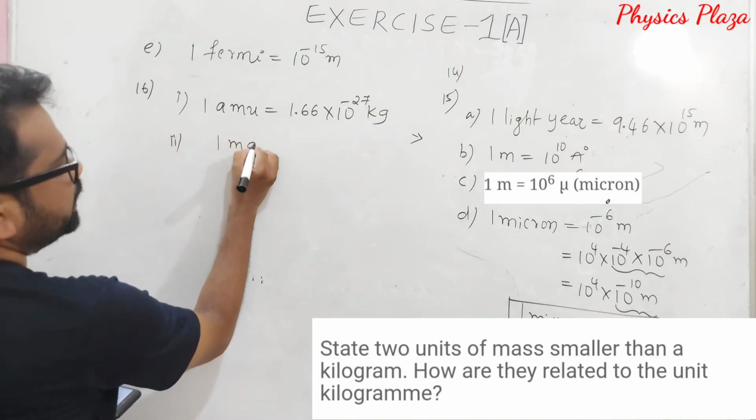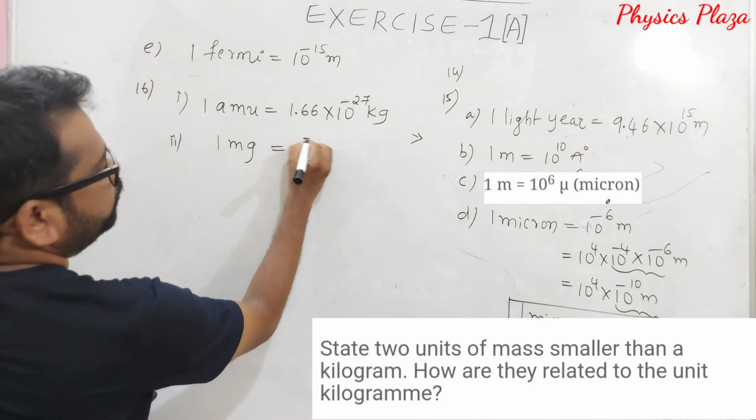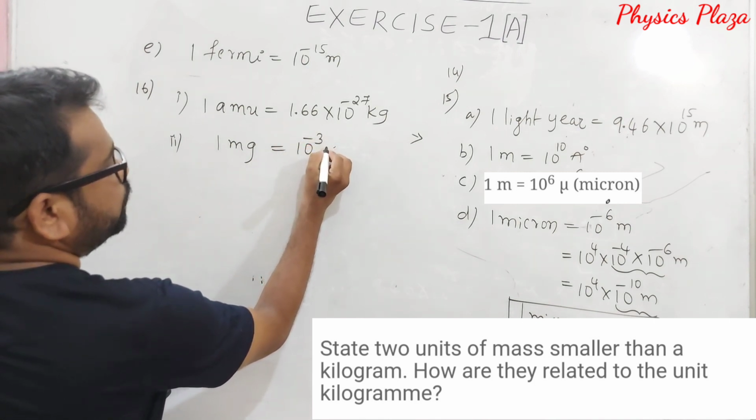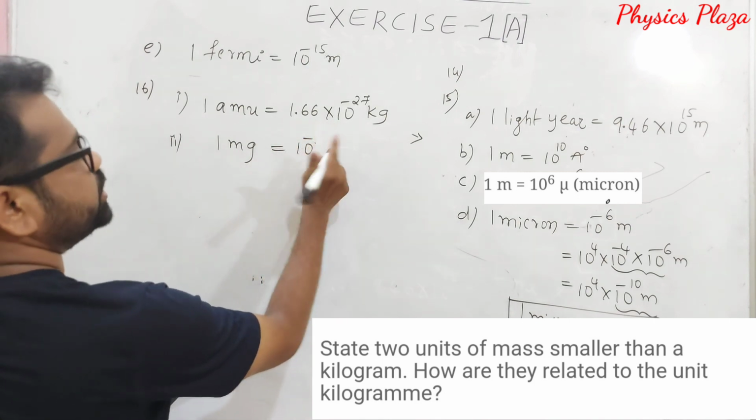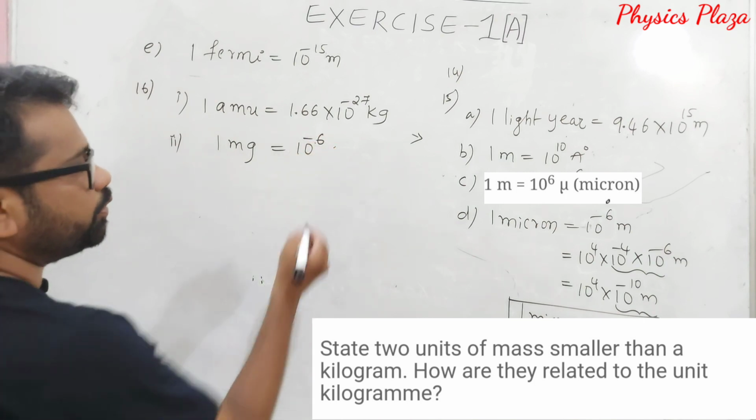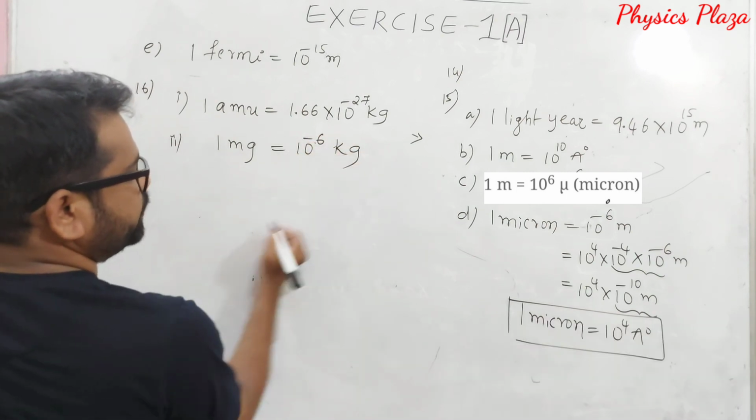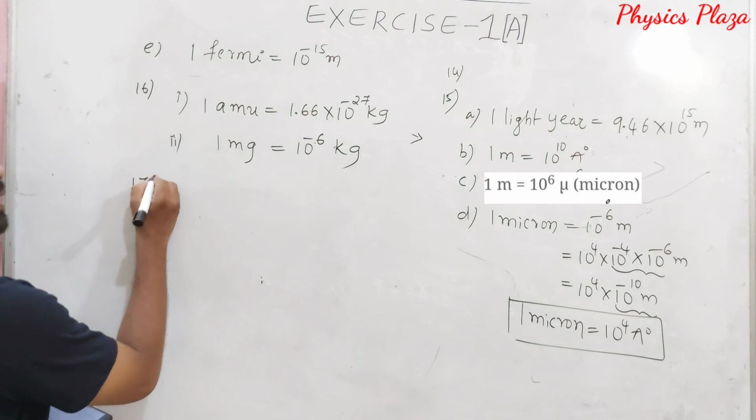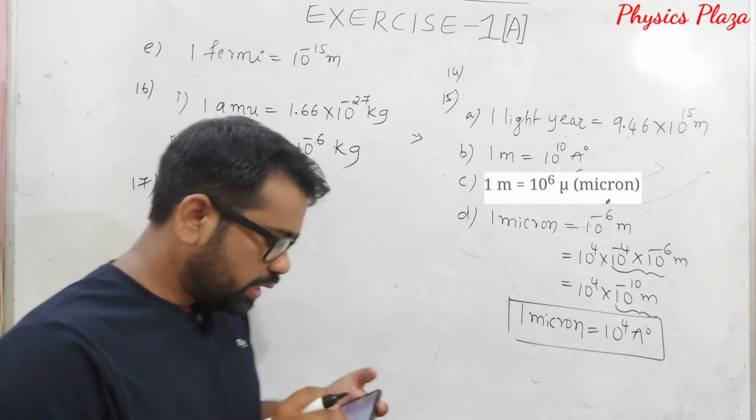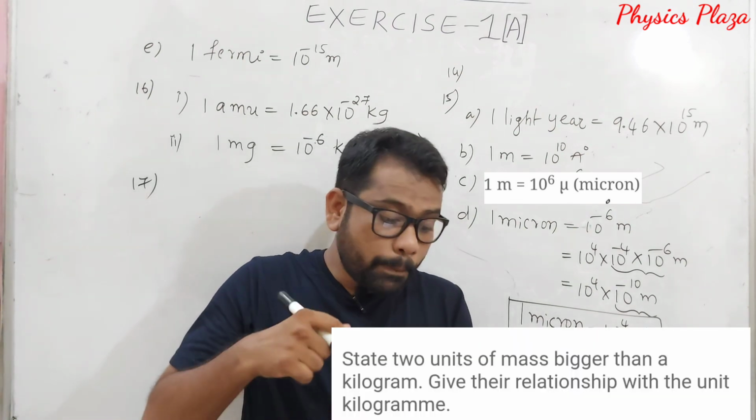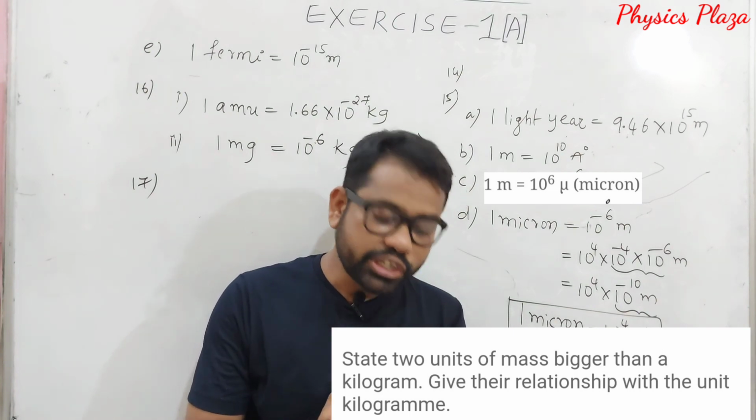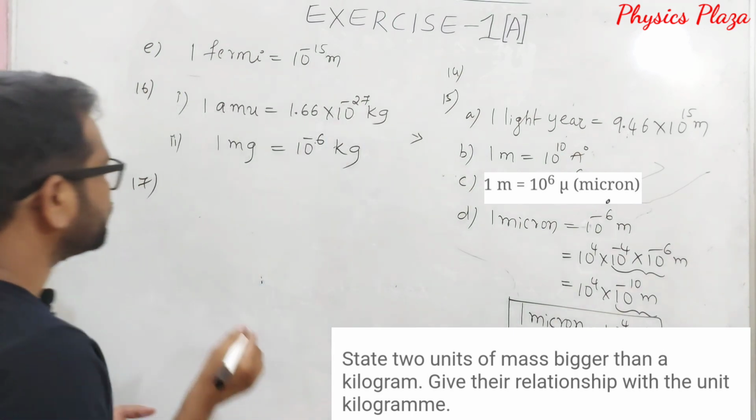1 milligram is equal to 10 power minus 6 kg. They are asking us to write in kg, right? 10 power minus 6 kg. Now moving to question number 17. State 2 units of mass bigger than kilogram. Give the relationship with kg only.